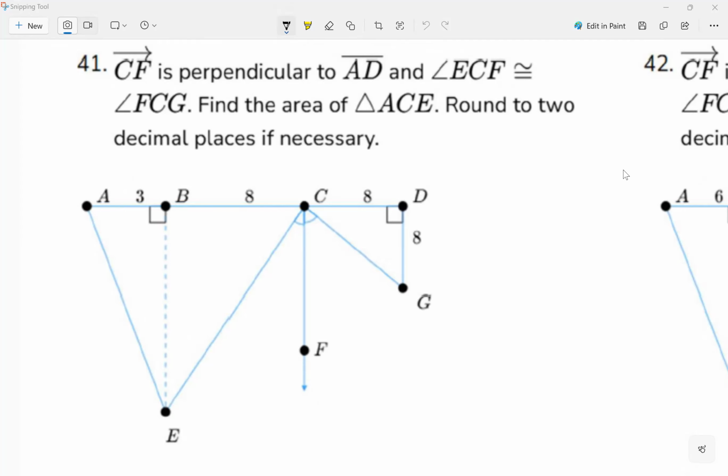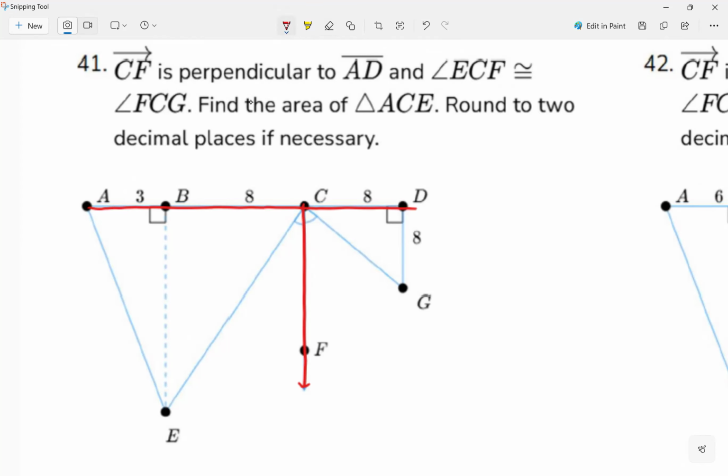I see here's the ray CF. Here's the segment AD. They're perpendicular, so that means they cross at 90 degrees. 90 degrees on each side. So the measurement of one side is equal to the measurement on the other side. Right? Those two angles are equal. That's basically what it means. They're 90 degrees on each side.